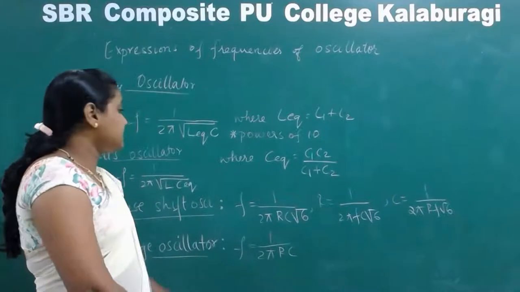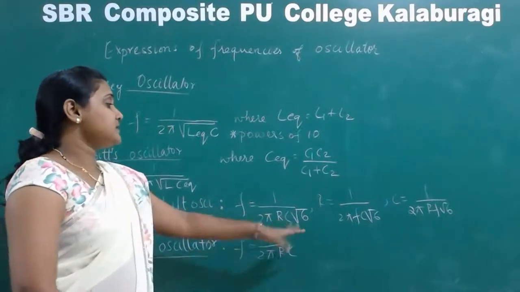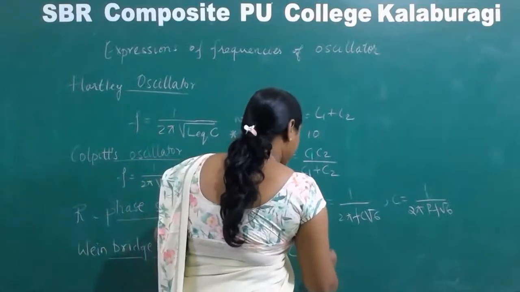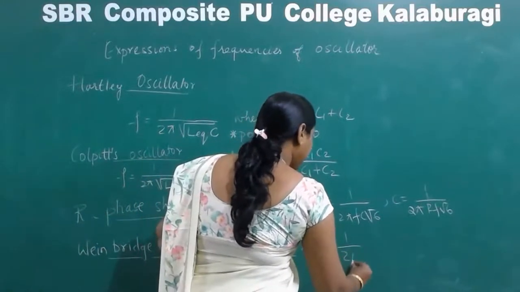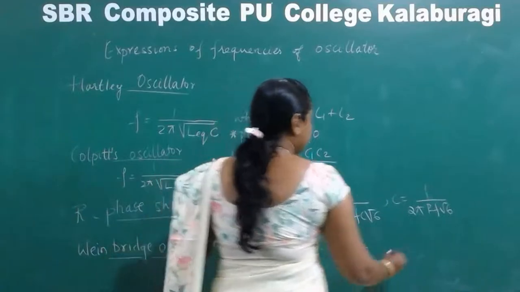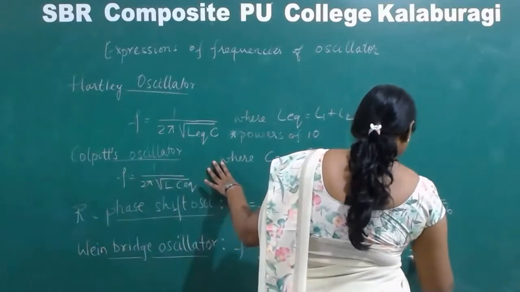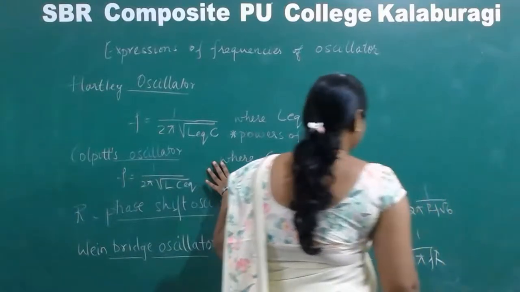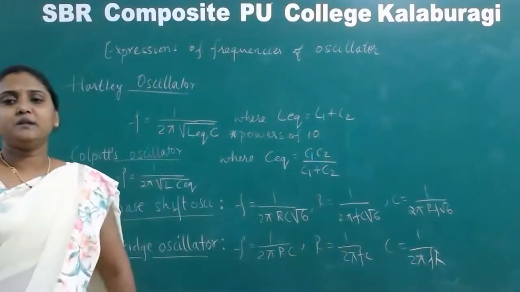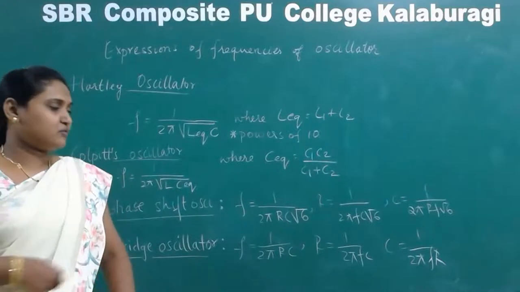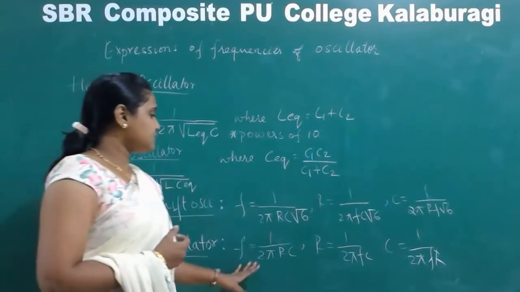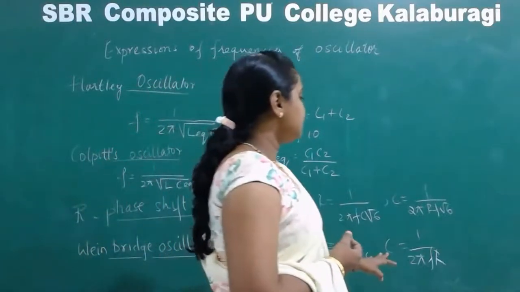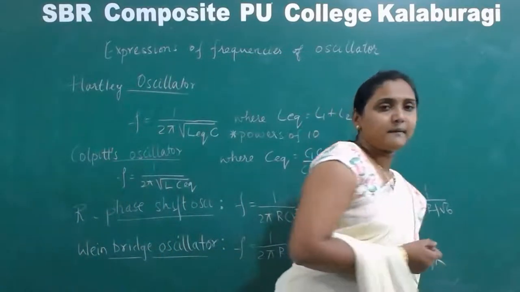Coming to the Wien bridge oscillator, even the headache of root 6 is gone. Very simple, R is equal to 1 by 2 pi F C, C is equal to 1 by 2 pi F R. Right? Three simple expressions formed from the basic expression F is equal to 1 by 2 pi RC, R is equal to 1 by 2 pi FC, C is equal to 1 by 2 pi FR.